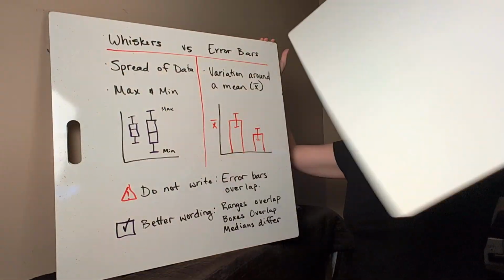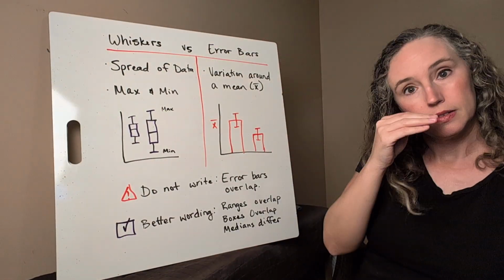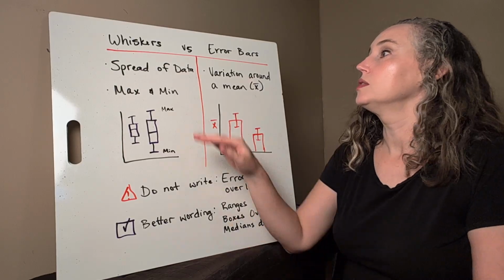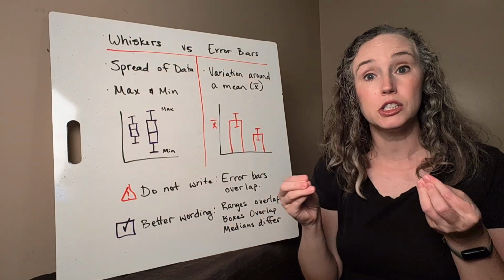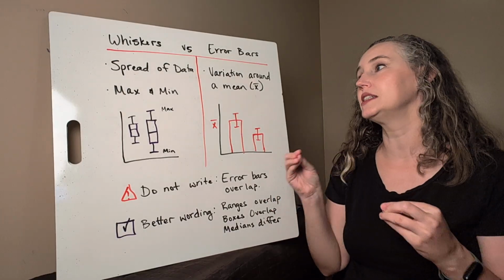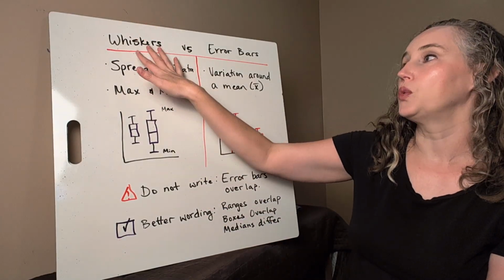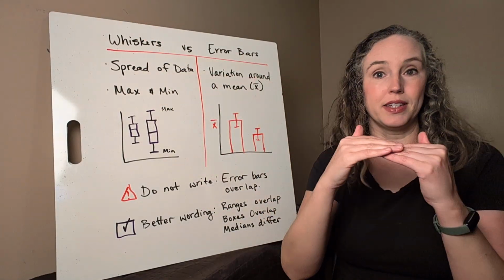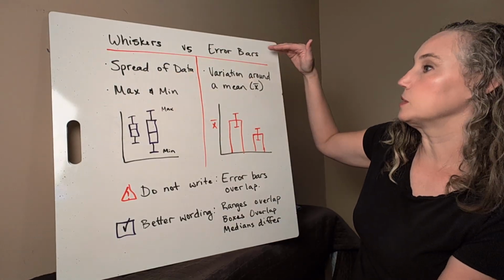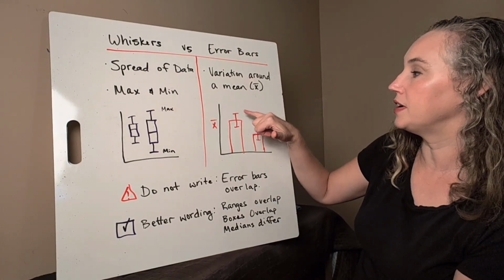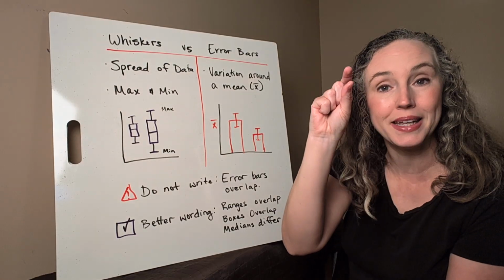Great question. So first, we don't want to get whisker and error bars mixed up because they do look a lot alike, but they have very different meanings. Again, whiskers are showing us the spread of the data, the minimum and the maximum, whereas error bars are showing us the variation around a mean, right?